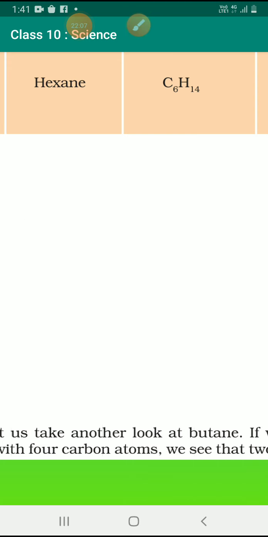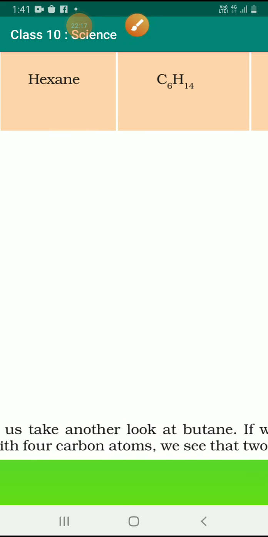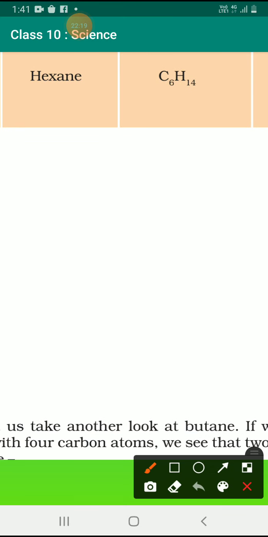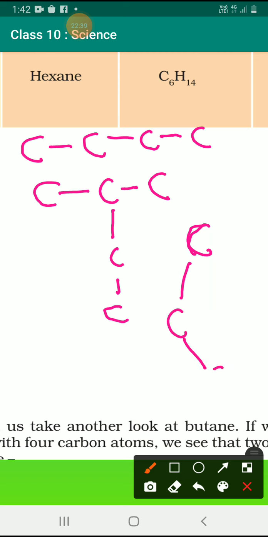Look at here. This is the straight chain. This structure also you have to draw after writing this 2 mark question. First one is the straight chain, 1, 2, 3, 4. This is the branched chain. This is the closed chain, C, C, C, C. Okay, this is the closed chain.